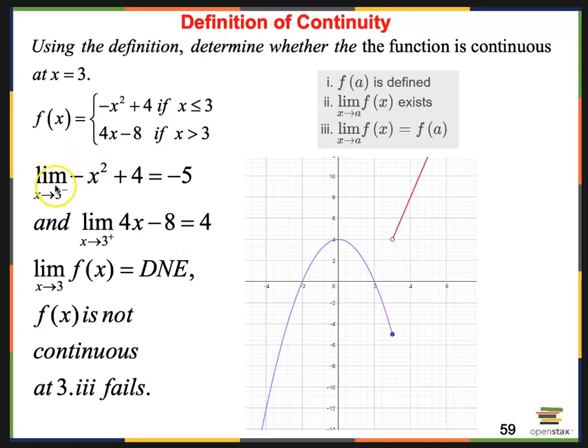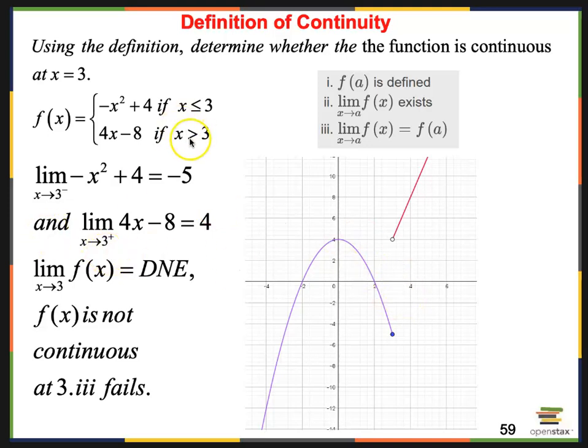So let's look at the limit as x approaches 3 from the left, because where we're coming from the left would be the top function. What is the limit there? It looks like it is about negative 5 if we come over. We could also plug our 3 in, because negative 3 squared would be negative 9, and negative 9 plus 4 is negative 5. So we can figure that out without the graph, but the graph is sure nice to have.